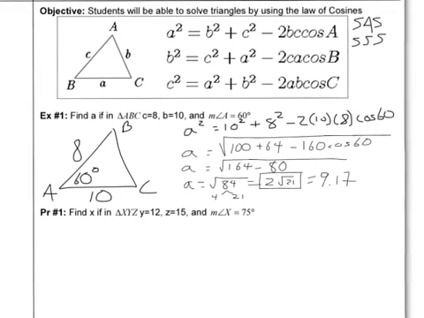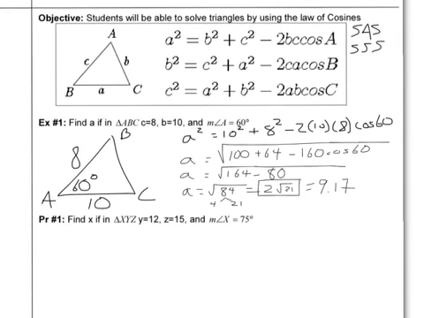Alright, so that's how you can solve for parts of a triangle using the law of sines. So that's 9.17. I'm sorry, that's the law of cosines. Now you could, if you wanted to, put this in your calculator, or you could set this up using law of sines and solve for your other angles. And there you go. You could solve for the whole triangle.